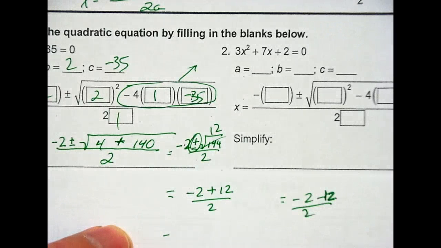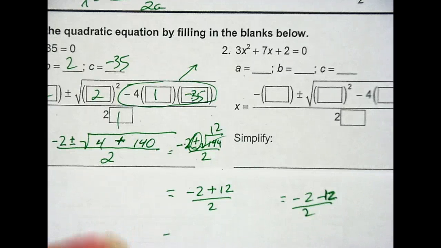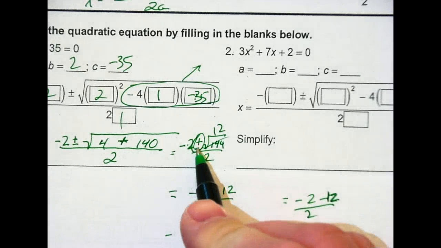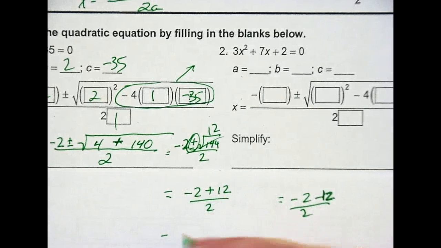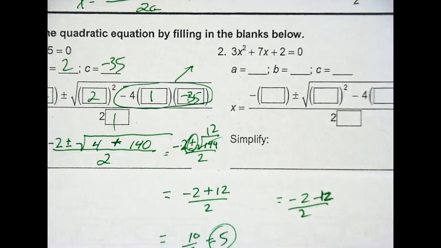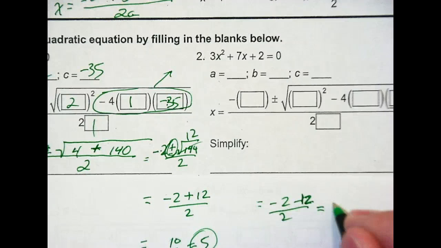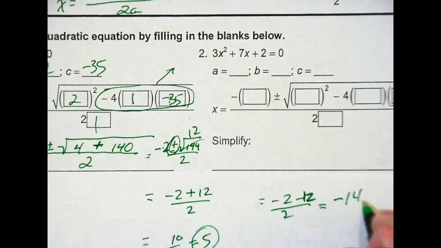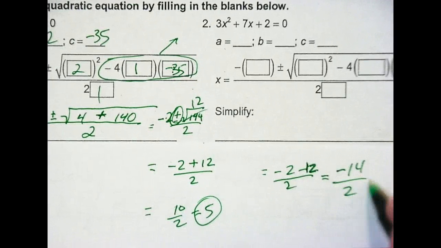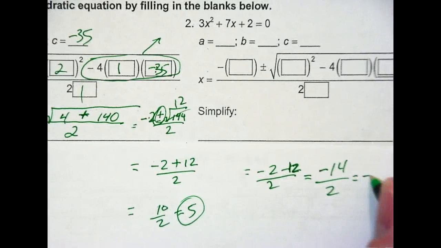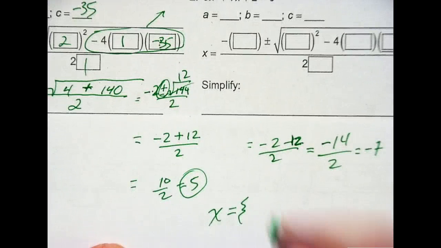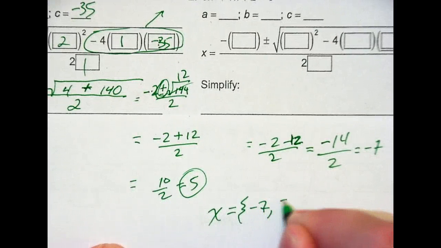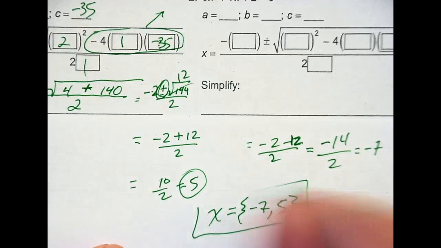All right? So just like yesterday where we had 2 answers, we had the plus minus piece, that's that plus minus piece. Okay? So negative 2 plus 12 is 10 over 2, which is 5. So there's one answer. And negative 2 minus 12 is negative 14 over 2, which is negative 7. So our solutions, x equals negative 7 and positive 5. Those are our 2 answers.